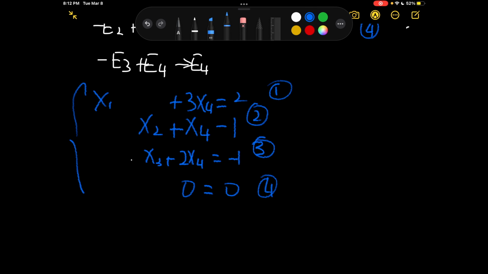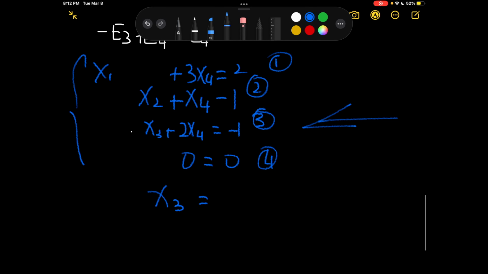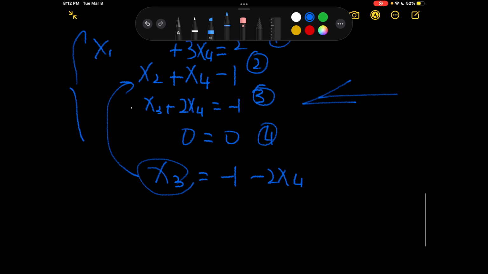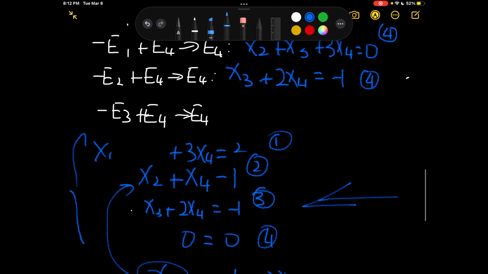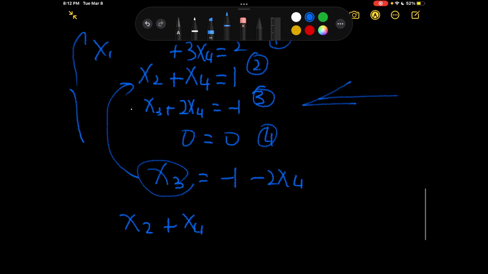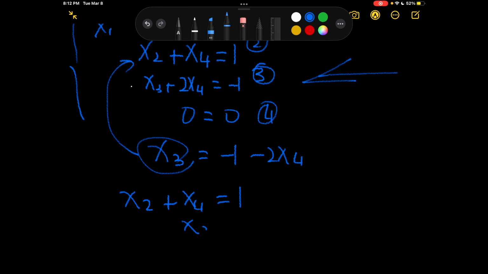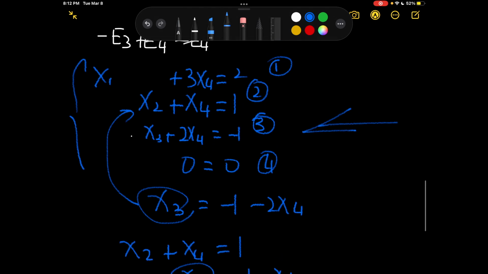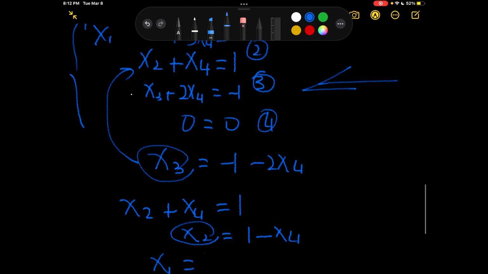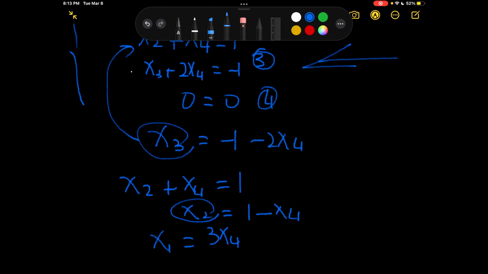And we can start substituting from here. x3 equals negative 1 minus 2x4, and then we substitute x3 into this one, x2 plus x4. Wait, this is equal to 1, right? That equals 1, so we don't have to substitute. x2 just equals 1 minus x4. And we can use those two to substitute into the first equation. Actually, it doesn't matter as well. x1 equals 3x4. Oh, wait.